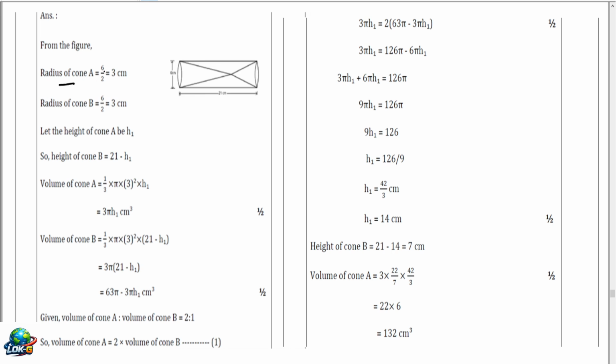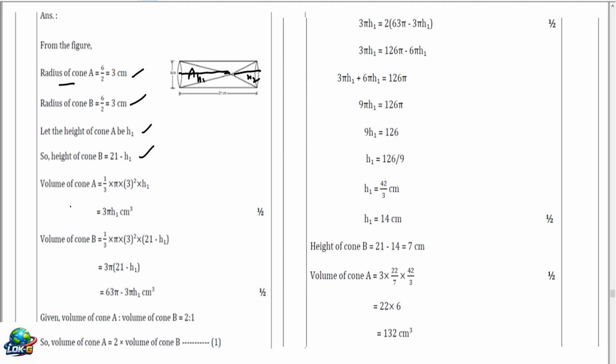Radius of the cone is equal to 6/2, since the diameter is 6, so 3 cm. This is cone A. Radius of the cone B is also equal to 3 cm. Let the height of the cone A be h1 and the height of cone B be h2. Then the height of the cone B will be 21 minus h1, since the total length is 21 and you have to subtract h1 from it.